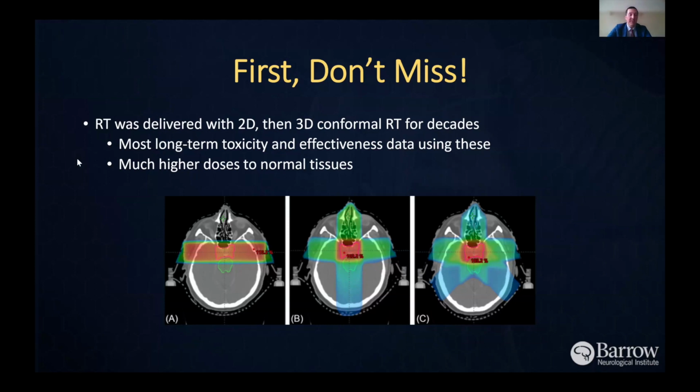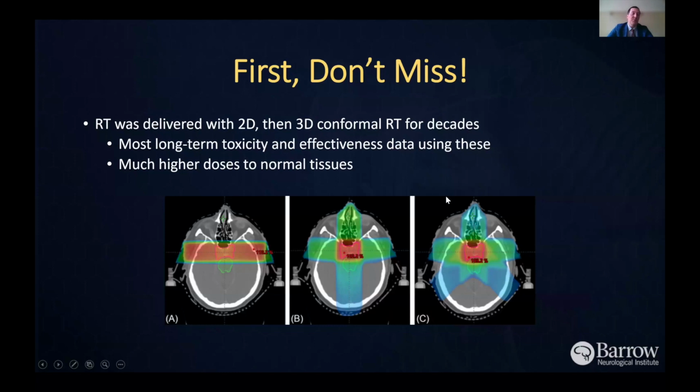This is an example, obviously on a more modern treatment planning system, showing the older 2D treatments that were used for many, many years, and that a lot of the original safety and effectiveness data of radiation are based on. In the center and right are examples of 3D conformal radiation, which I would still argue is outdated today.